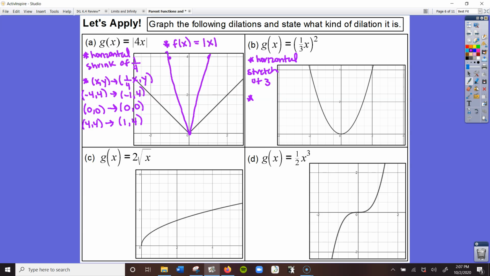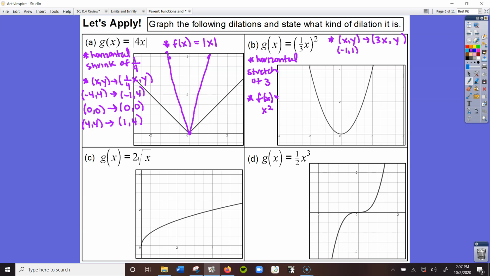My parent function here, which I forgot to do, would be f of x is equal to x squared, my parabola. And you can see that this is the graph of your parent function. So now we're going to write our rule. So we have xy. The rule for the x's, remember the opposite of dividing 3 would be multiplying 3. And the y will stay the same.